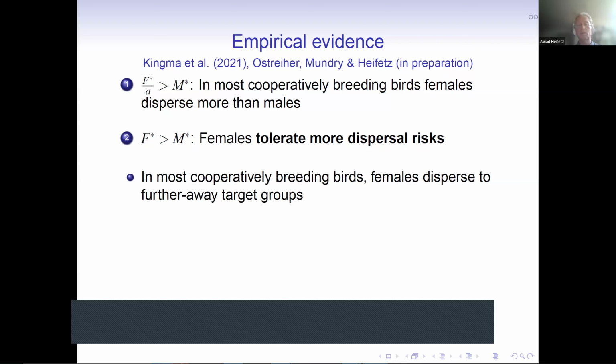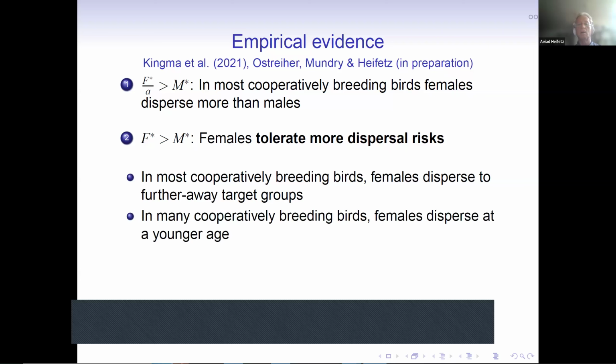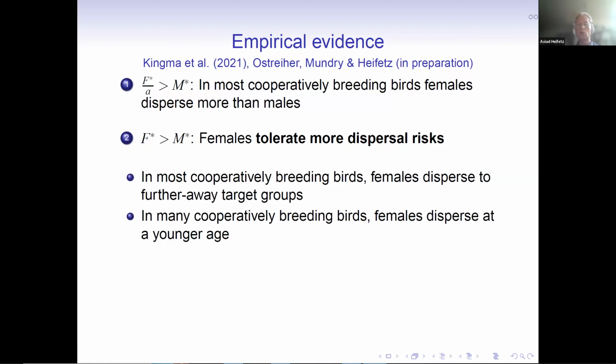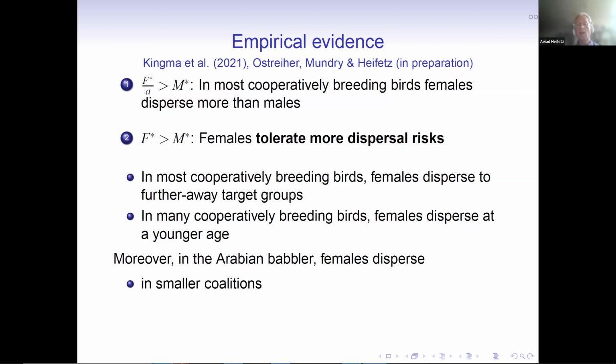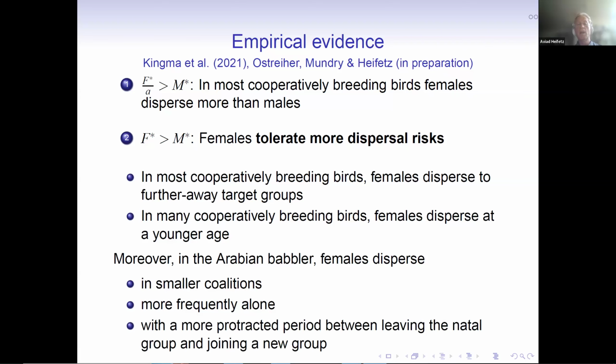In most cooperatively breeding birds, females disperse to farther away target groups, so that's more dangerous. They do so at a younger age. And in particular, in the Arabian babblers, they also disperse in smaller coalitions, and more frequently alone. And sometimes they spend more time between leaving the group and joining the new group. So again, a dangerous period.